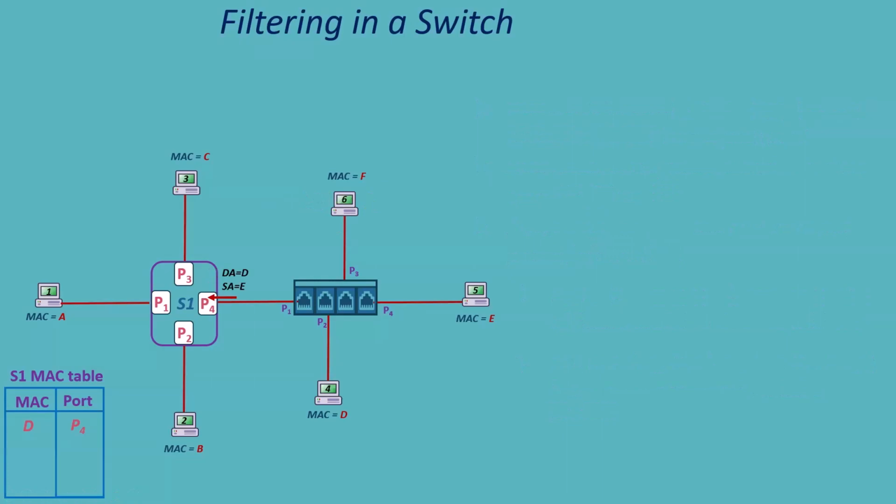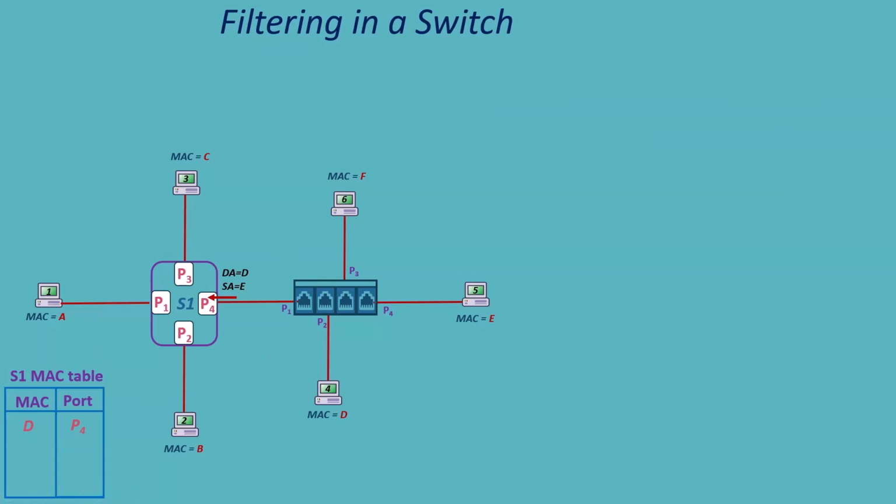Next, let's see how switch 1 deals with this. And this is where the aging concept is going to be clear now. Okay, so again, switch 1 does not know where the frame is received from. It goes through its analysis process.